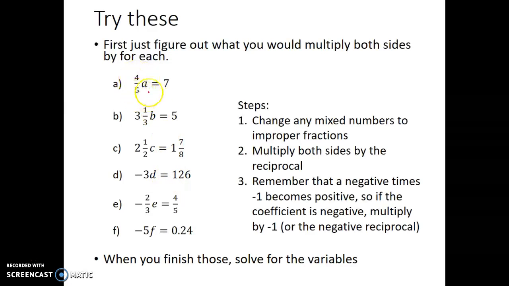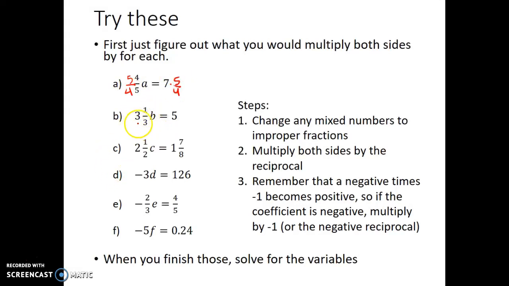So what about in this case? This is the case where it's already a fraction, it's not a mixed number. This is kind of like what we've seen before in Investigation 7. And so we'll end up just multiplying by the reciprocal, right? But if we multiply this side by 5/4, we have to multiply this side by 5/4 too.